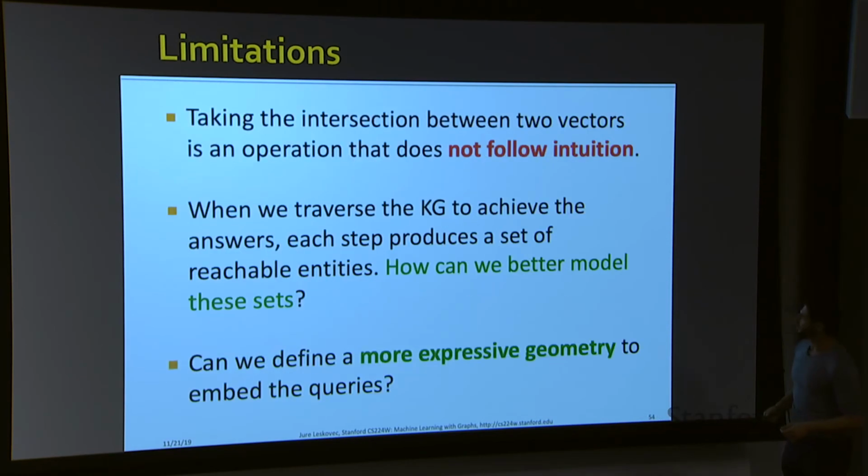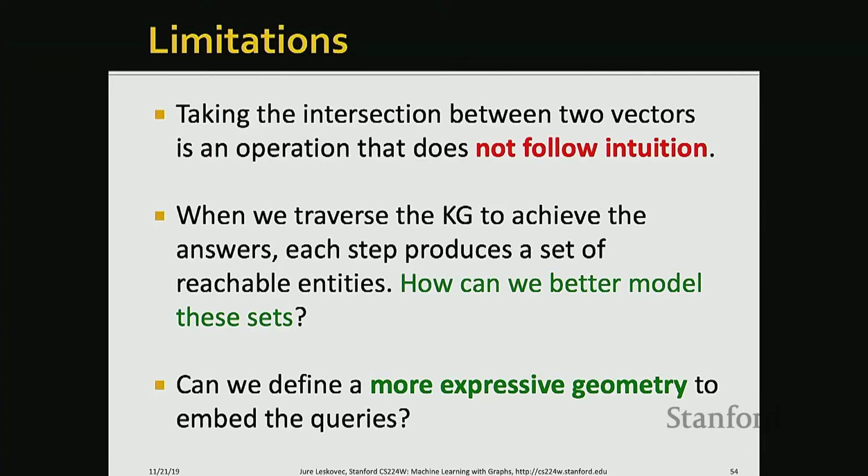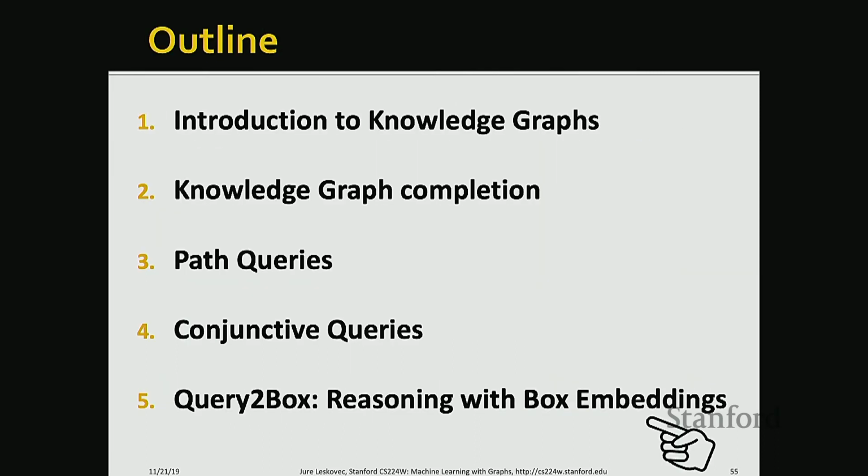Let's move then. Okay, so what are the limitations of this model? We've seen it before. Taking intersection between two vectors does not follow any intuition, so we kind of found an elegant hack to overcome that problem. And at the same time also, how can we better model these sets? So what you were asking me before, are we choosing arbitrarily our ball of radius R? Can we find a framework that models these sets in a smarter way? And the way to do it is basically to find a more expressive geometry to embed these queries. Rather than just working with vectors, we're going to be working with boxes, okay? So we're going to have hyperboxes in our space that will enclose the set of entities that answer our query.